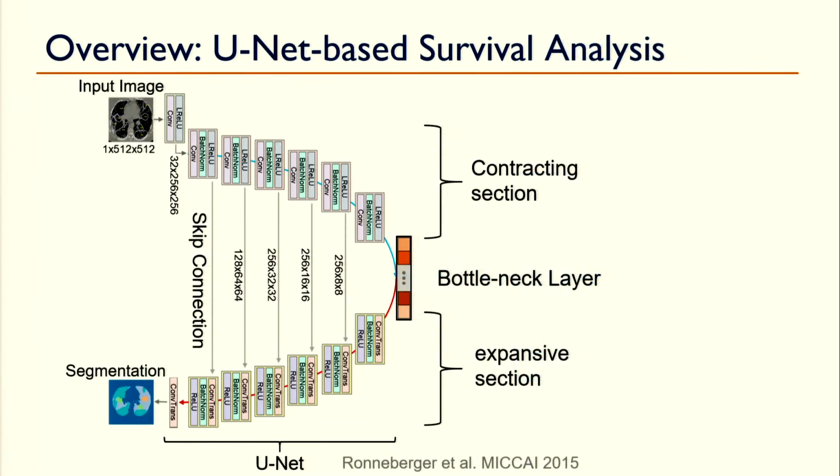The U-net is a well-known fully convolutional neural network that has a contracting section and an expansive section. These two sections are separated by a so-called bottleneck layer. There are also skip connections between the contracting and expansive sections. It turns out that such a design is very effective for performing semantic image segmentation tasks.